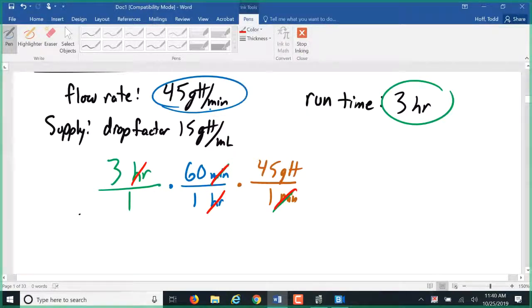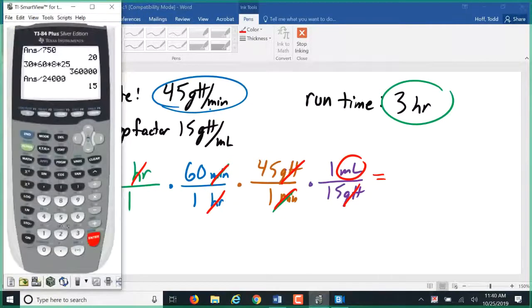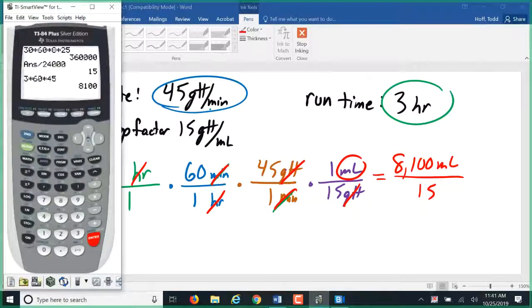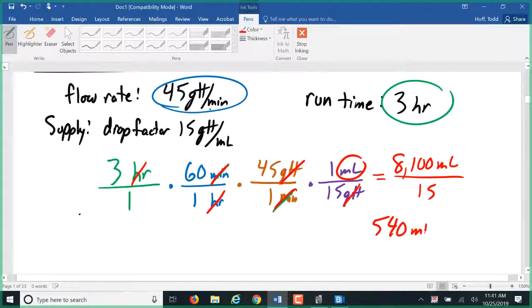Now I have drops. I look and I have my drop factor. To cancel out the drops, I put the 15 drops on bottom per 1 milliliter, and those drops will cancel. So right now the only units I have is milliliters, which is what I want. I want my volume of fluid infused. 3 times 60 times 45 is 8,100 milliliters. On bottom, 1 times 1 times 1 times 15 is 15. 8,100 divided by 15 gives us 540 milliliters of fluid infused. Any questions?